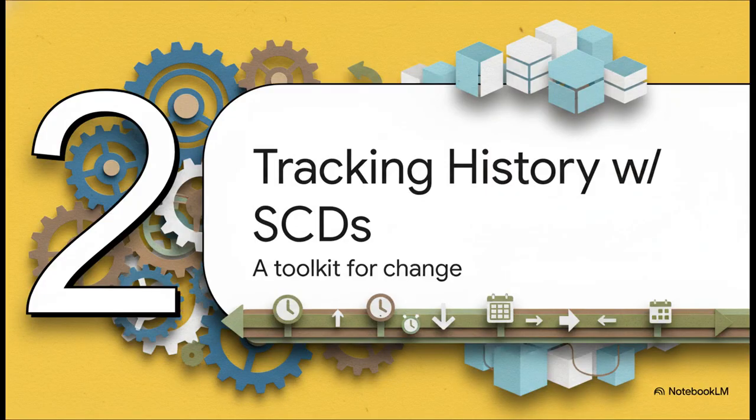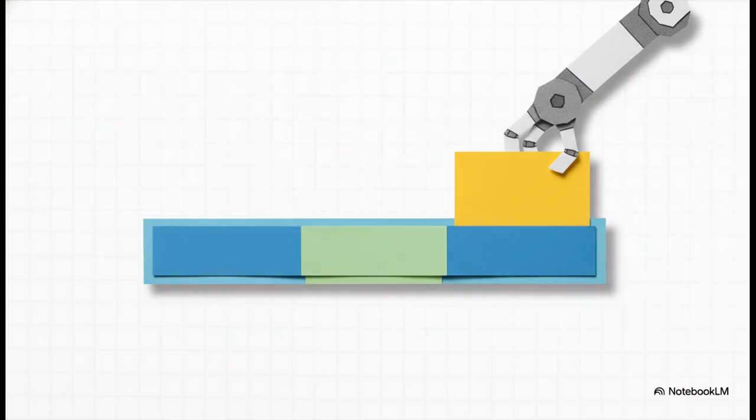Luckily, the people who build these systems came up with a solution. It's a powerful toolkit called Slowly Changing Dimensions, or SCDs. This is pretty much the industry standard playbook for handling change. So let's walk through the most common types. First up, we've got the simplest and, honestly, the most brutal approach, Type 1. Its strategy is simple. When a piece of information changes, you just delete the old stuff and replace it with the new stuff. End of story.